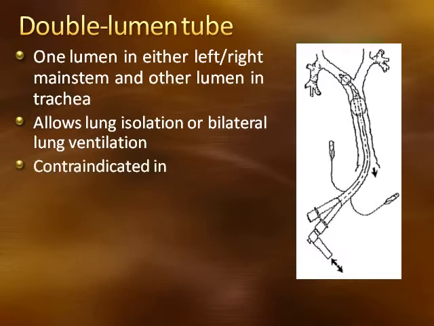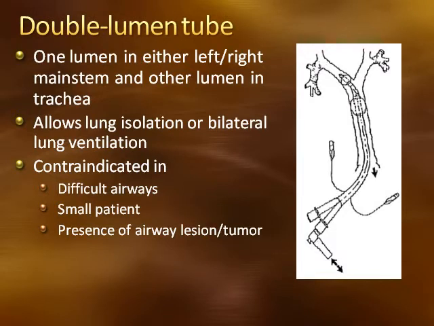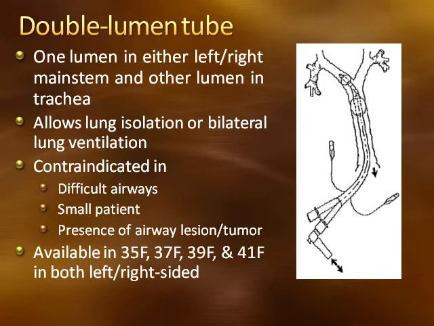A double lumen endotracheal tube should not be placed in the event of a difficult airway, a very small patient, or presence of an airway lesion or tumor. Double lumen tubes are available in different sizes: 35 French, 37 French, 39 French, and 41 French, in both right and left-sided versions. For smaller adults and children, smaller sized tubes are available, including 32 French left-sided and 28 French.